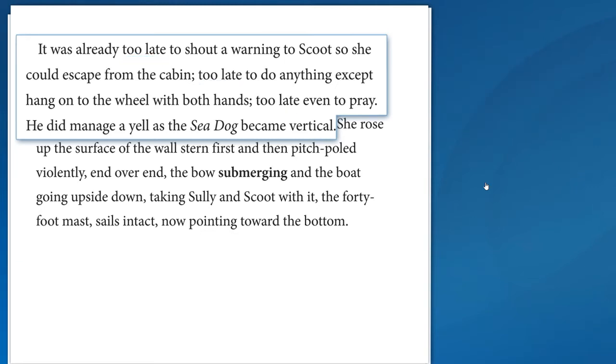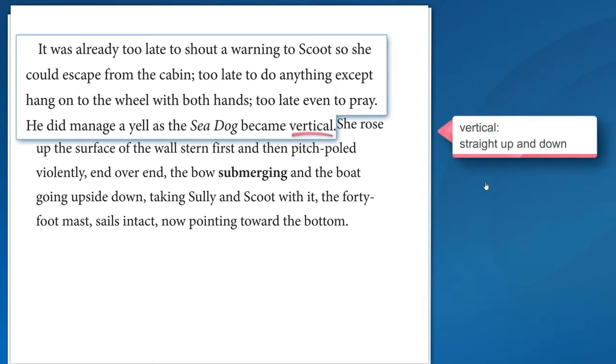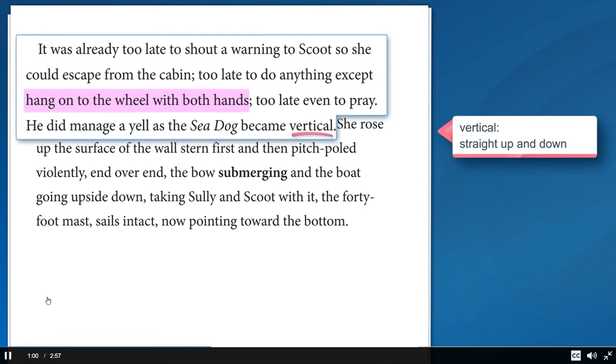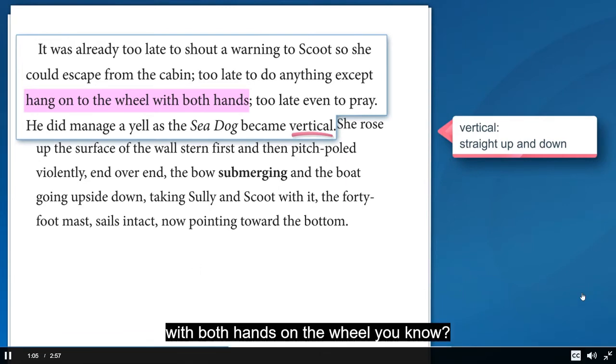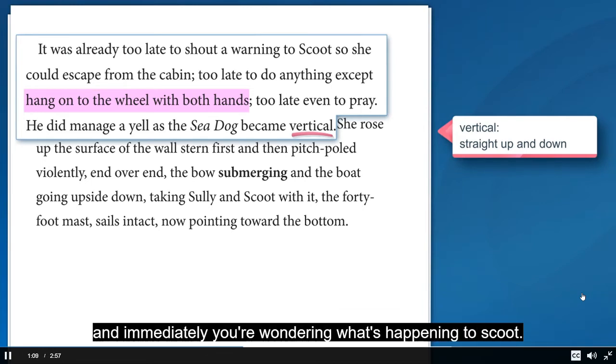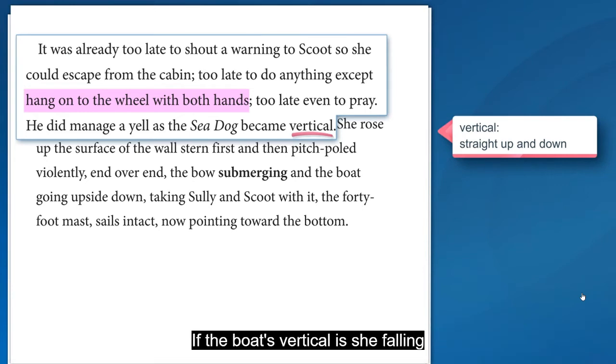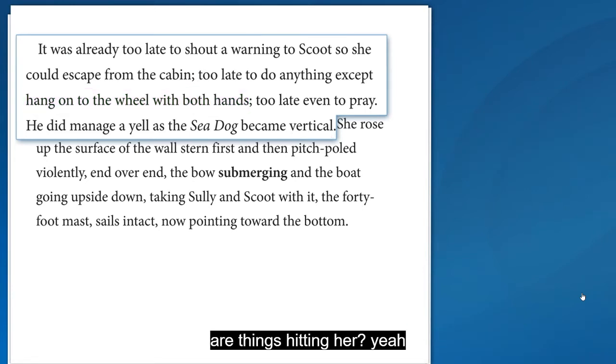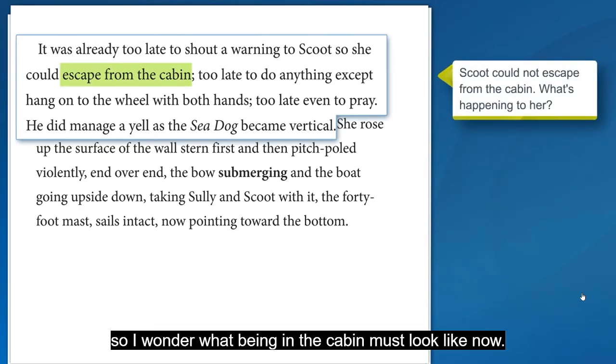I can visualize how the ship became vertical in just a few seconds. The boat is straight up and down. The only thing Sully can do is just hang on to the wheel with both hands. Yeah, their helplessness really comes out here. You can't steer a vertical boat, even with both hands on the wheel, you know? This really builds the suspense. Right, and immediately you're wondering what's happening to Scoot if the boat's vertical. Is she falling? Are things hitting her? Yeah, and she doesn't escape from the cabin, it says. So I wonder what being in the cabin must look like now.